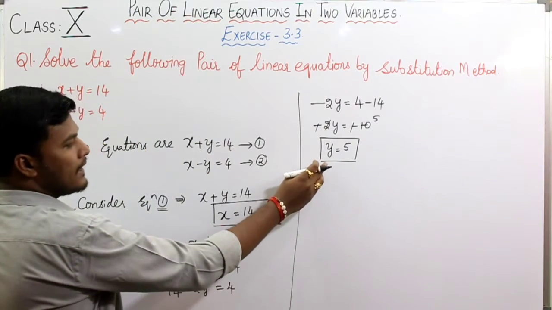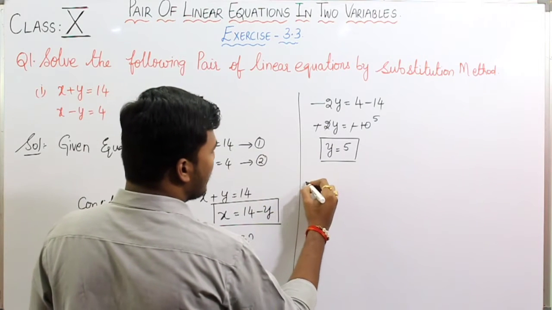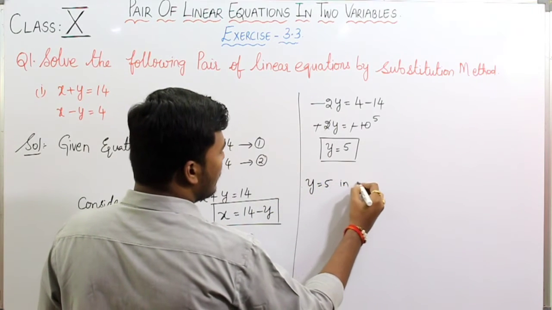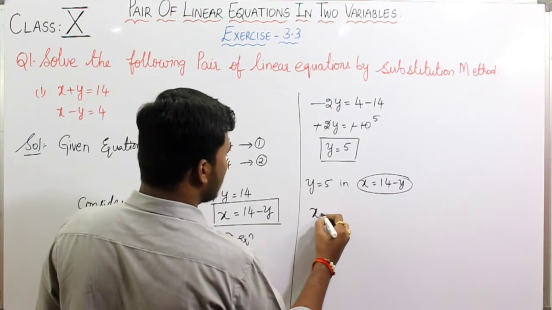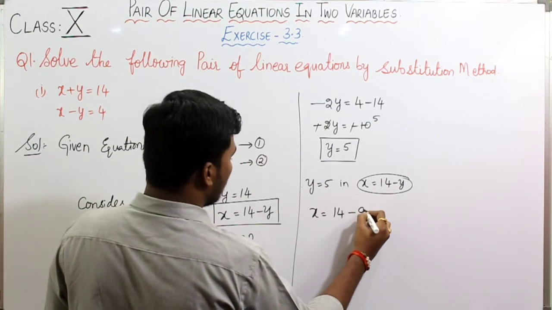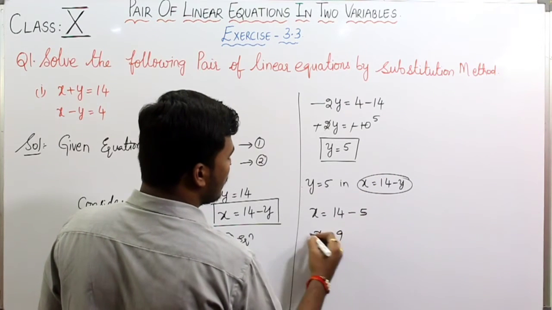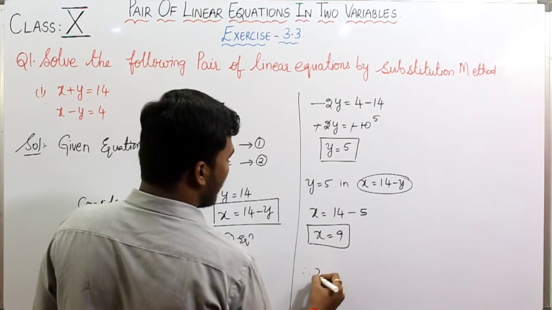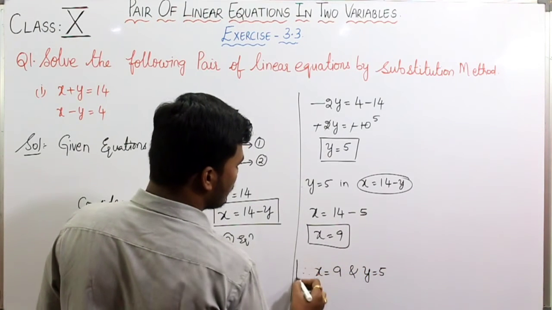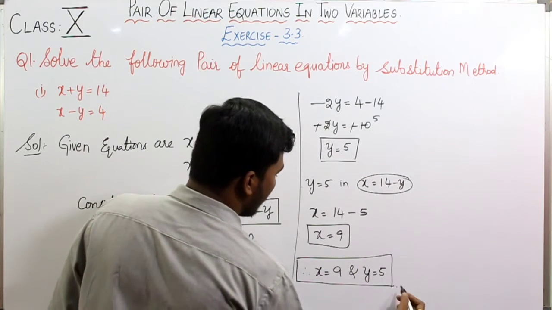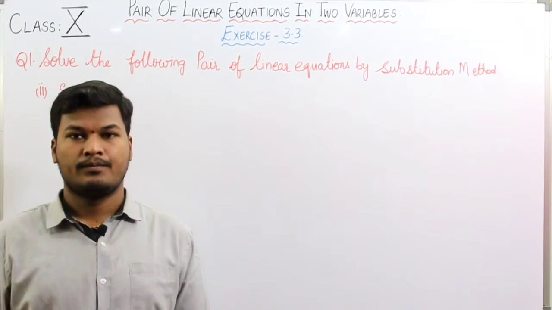Now after getting the y value, substitute this y value in x. Y is equal to 5 in x is equal to 14 minus y. Then we will get x is equal to 14 minus 5, which is equal to 9. So therefore the value of x is 9 and y is 5. So therefore the values of x and y are 9 and 5. This is by substitution method.